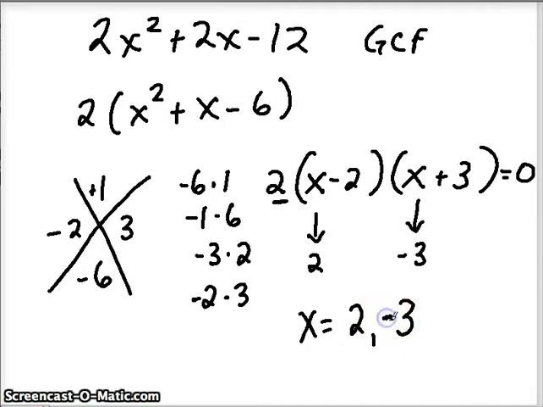So on our graph, the parabola is crossing the x-axis at positive 2, or at negative 3. So two x-intercepts there. Alright, our next example, let's get into that X-box.